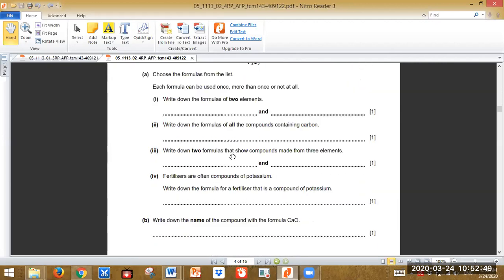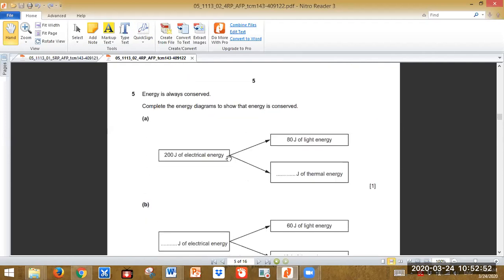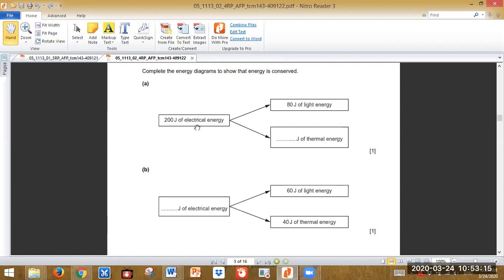The next question will be question number 5, and it's a very good question, by the way. Energy is always conserved, and all of us know the law of conservation of energy, that energy can neither be created nor destroyed, but it changes its form from one form to another. Complete the energy diagram to show that energy is conserved. A. 200 joules of electrical energy, 80 joules of light energy. So you have to write the rest by subtracting from 200. So the answer would be 120 joules of thermal energy. B.